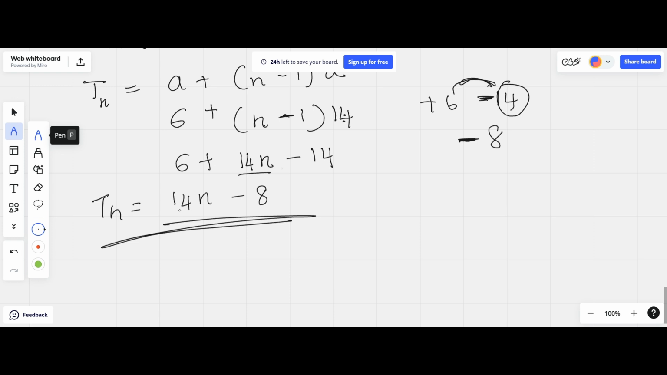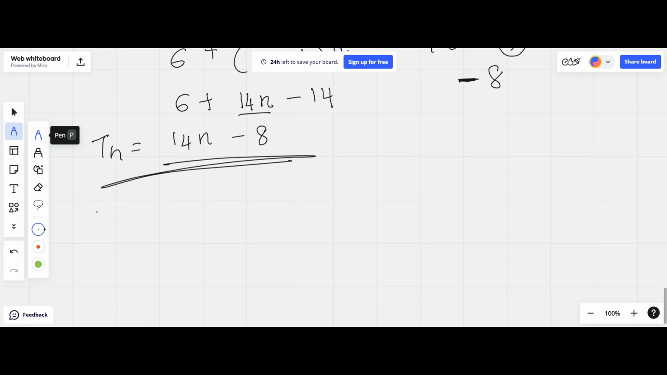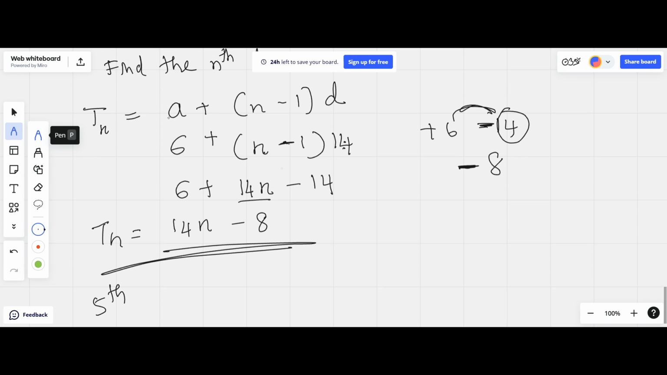Okay, what is nth term? It means, for this sequence, let's say if they say to find the fifth term, you don't need to put this. From this we got this. From this we got this. So simply you can put 14. What is n? Fifth, 5.